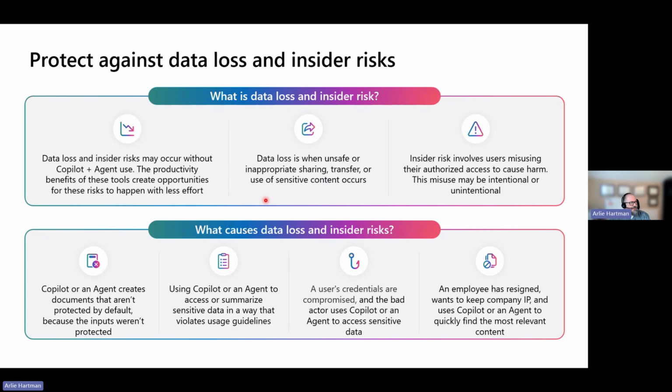But being able to leverage Gen AI to find data, maybe sharing it appropriately, transferring sensitive data, misusing authorized access to cause harm. Copilot agent creates documents that aren't protected by default. Copilot agent access summarized sensitive data in a way that violates guidelines. Credentials are compromised. A bad actor uses Copilot or agent access to sensitive data. Employee resigned and wants to keep company IP, etc. So those are all different problems around insider risk and data loss.